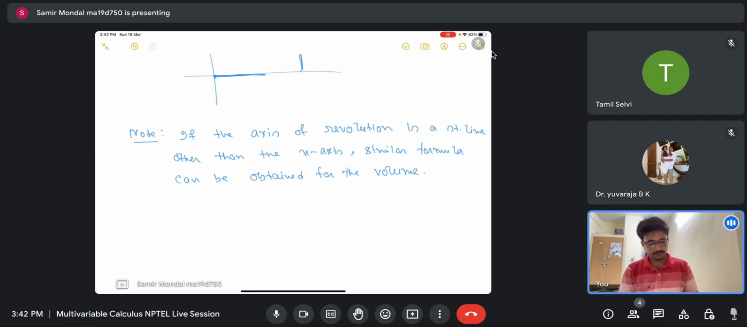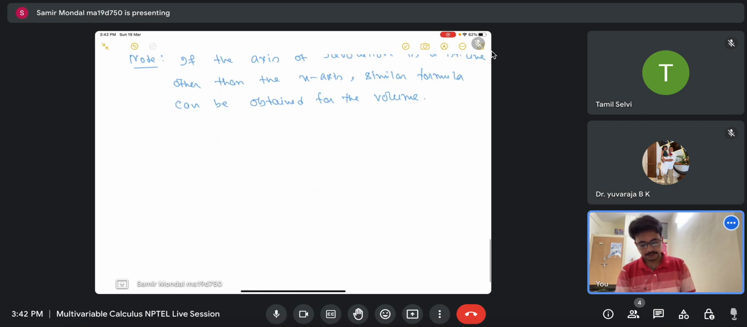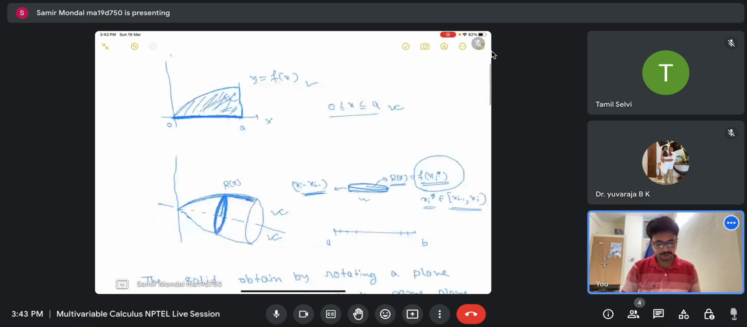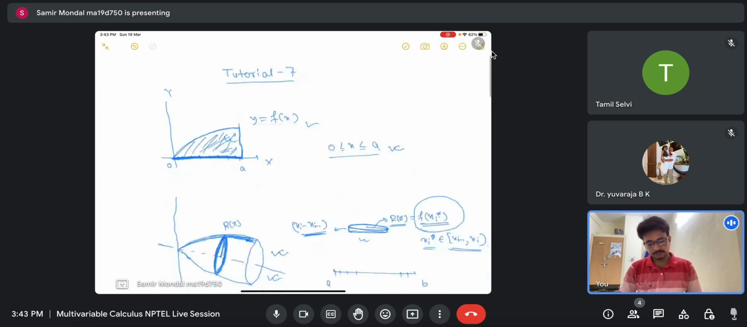Now I will look at a few examples, where first we will take a very simple example. If you look here, this one is nothing but your curve y equal to root x. So I am asking to find the volume of the plane region.